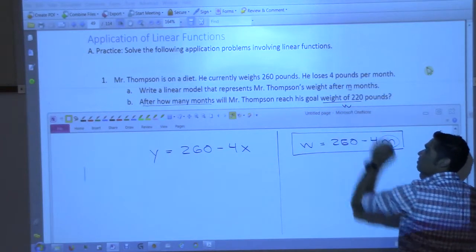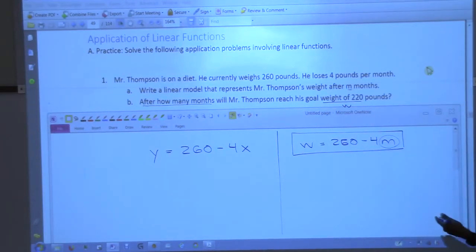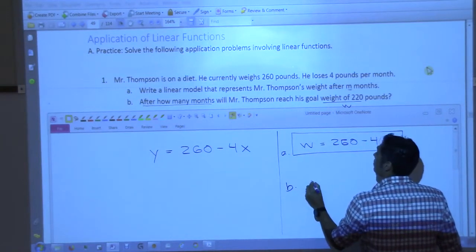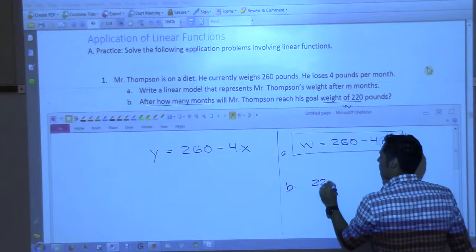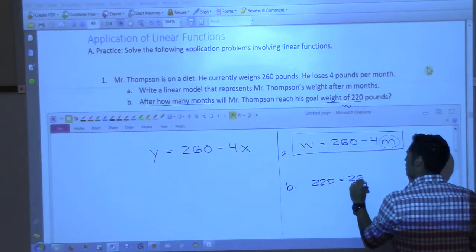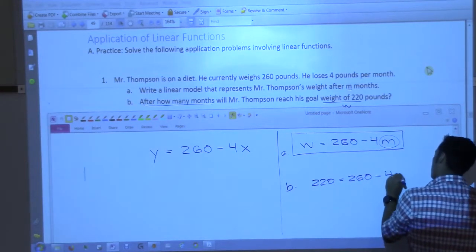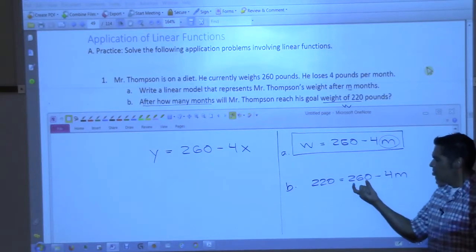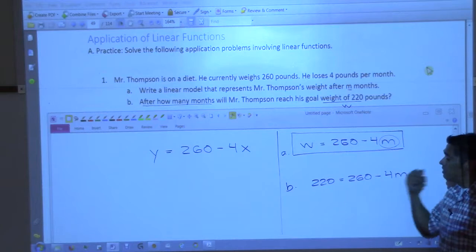So this is your W, so we will replace W with 220. So this is part B, this is part A. We replace W in this equation with 220, and then equals 260 minus 4M. And now we are going to solve this for M. So to solve this for M, we need to isolate M. So we'll move the 260 to the other side.